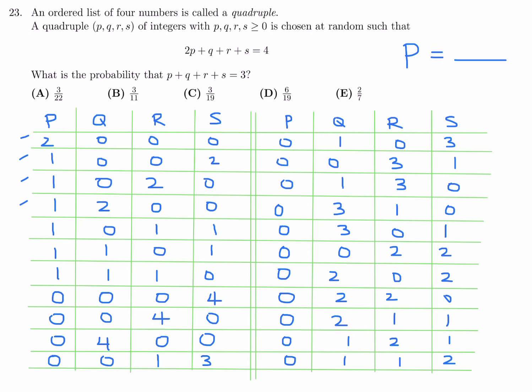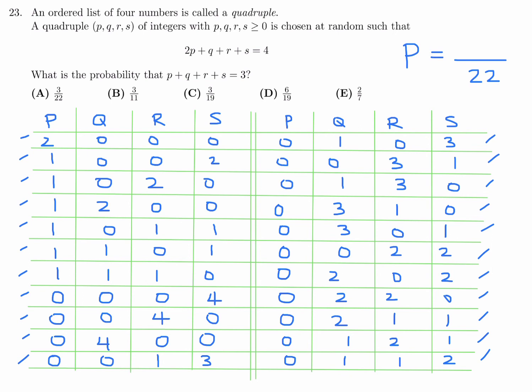1, 2, 3, 4, 5, 6, 7, 8, 9, 10, 11. And I think another 11 here. 12, 13, 14, 15, 16, 17, 18, 19, 20, 21, 22. So 22 is what's going in the denominator. Now we have to figure out the numerator. The numerator is the number of cases where the sum of PQRS is 3. So which one of these 22 has P plus Q plus R plus S equal to 3?